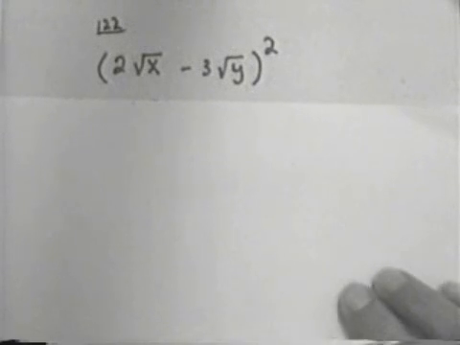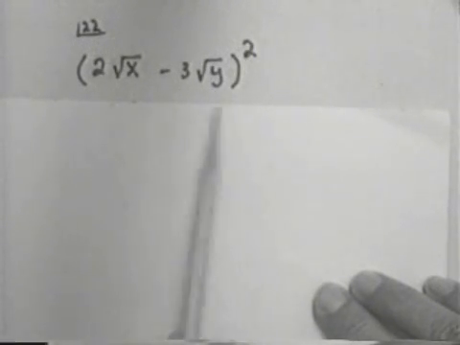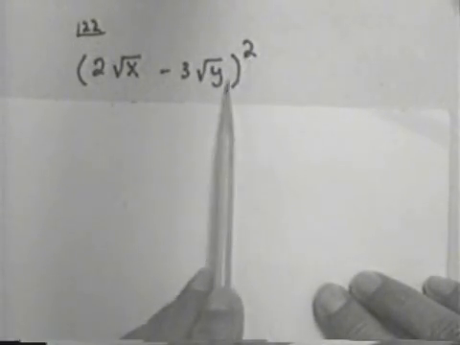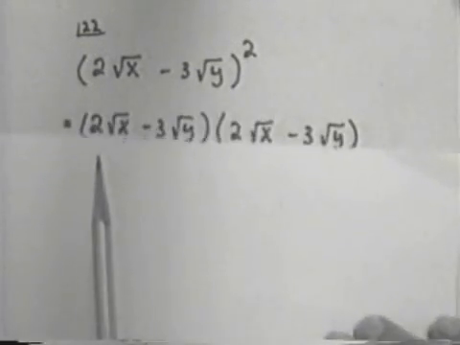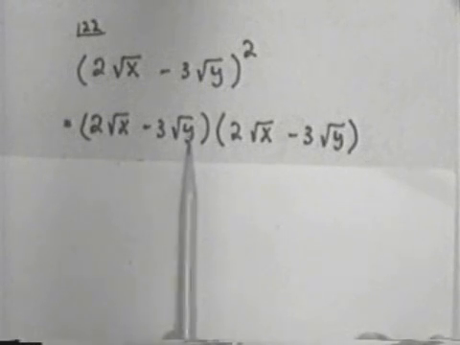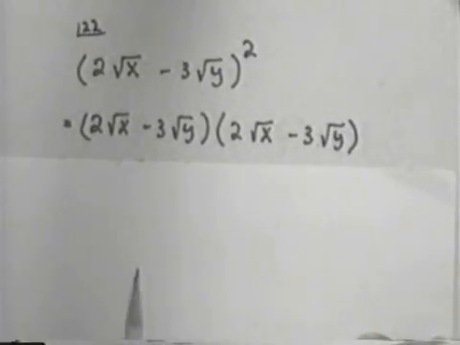Let's look at (2√x − 3√y) quantity squared. We notice the square outside the parentheses tells me to use the base as a factor 2 times. So I can write (2√x − 3√y) times (2√x − 3√y).